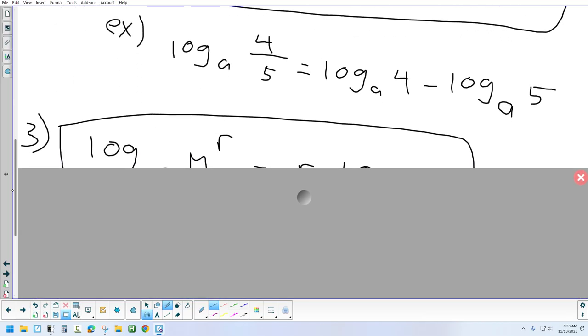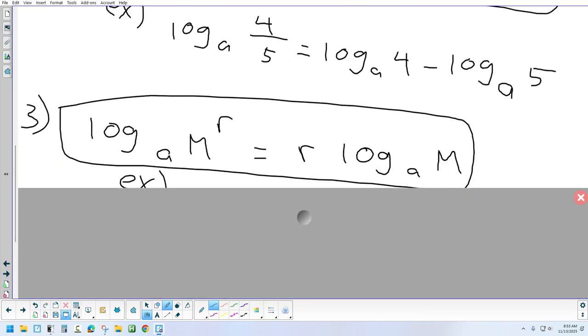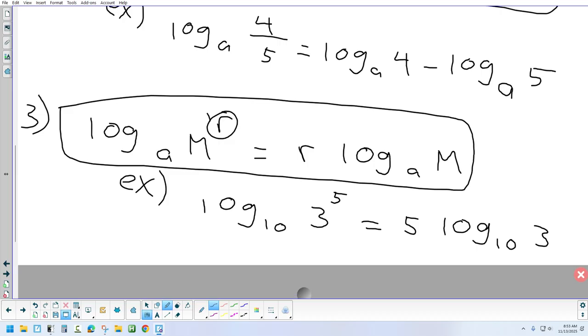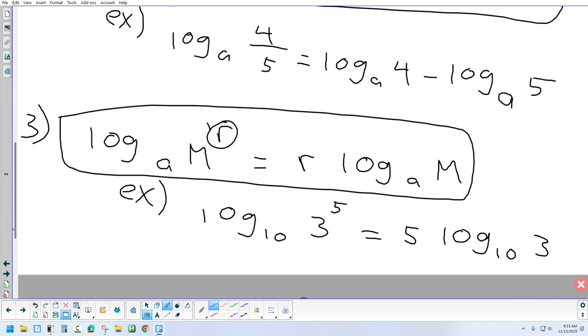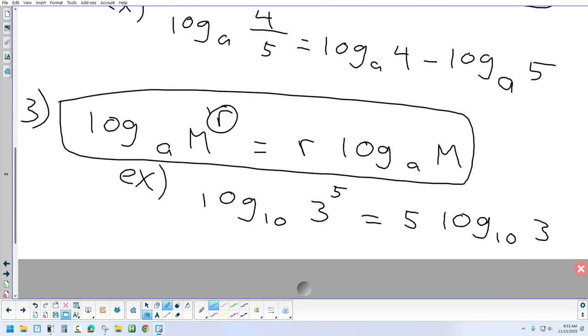Anytime you have an exponent on an argument, you can take the exponent and put it in the front of the log, just like that. Okay, what that is doing is it's called writing a power as a factor. So when you see directions that say something like express powers as factors, that means to do rule 3. Don't leave things as powers. Put them in front as multiplication and make it a factor, like that.